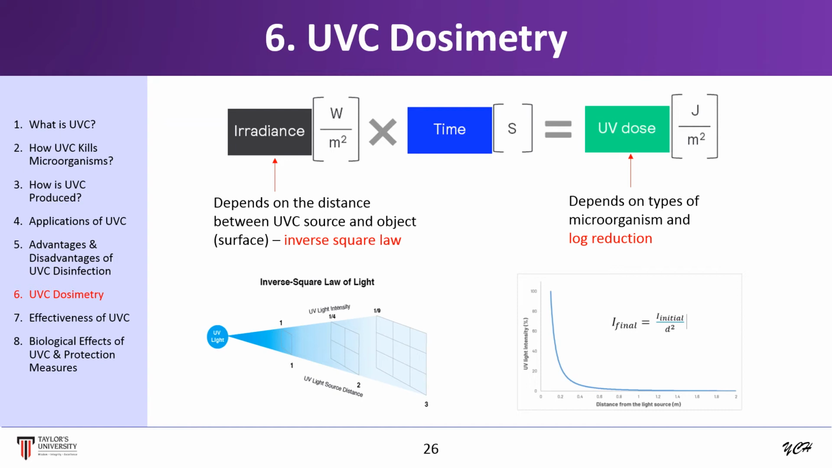And the UVC dose depends on the type of microorganism and the log reduction that we want to achieve. And the irradiance, meaning the intensity of the UVC radiation, depends on the distance between the UVC source and the object surface. And here the inverse square law applies, meaning when the distance gets further away, the intensity of the UVC will reduce as a function of the square.